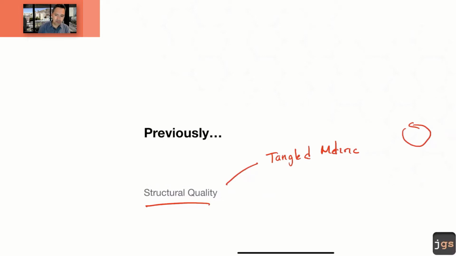Then in the previous lecture, finally, we covered abstractness and we covered instability. An important thing to remember for your exam, the metric is about instability, not about stability. So these numbers 0 to 1 represent the instability. Therefore, 0 is stable and 1 unstable. We talk about these two.